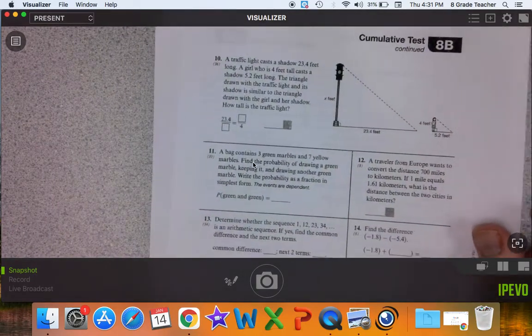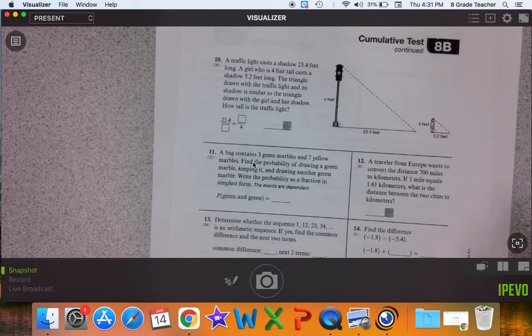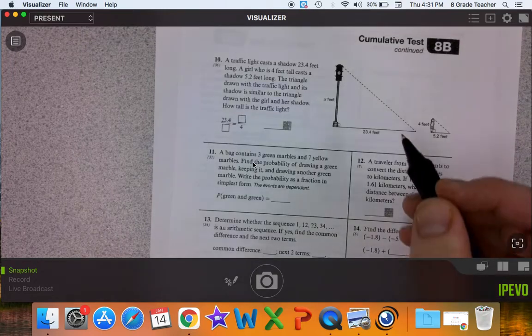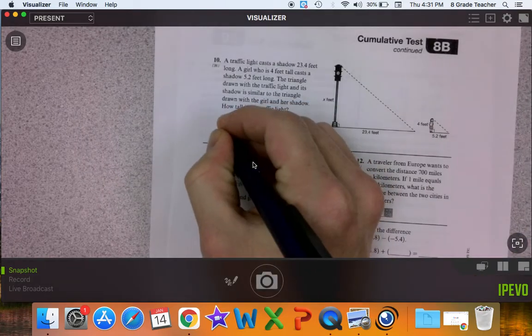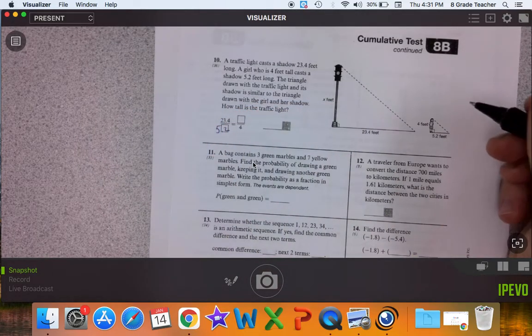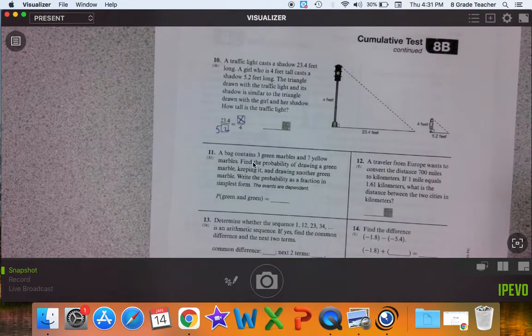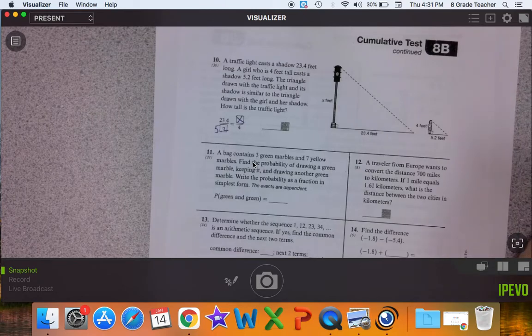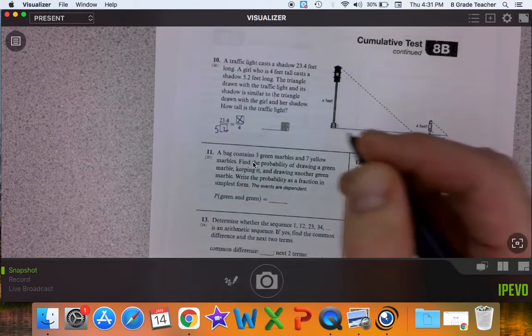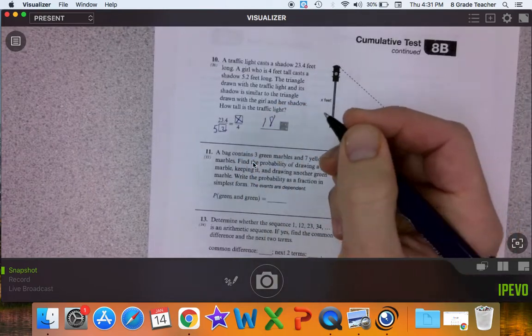On the back side, number 10, a traffic light casts a shadow 23.4 feet long. A girl who is 4 feet tall casts a shadow 5.2 feet long. The triangle drawn with the traffic light and the shadow is similar to the triangle drawn with the girl and her shadow. How tall is the traffic light? So we have known information. We've got unknown information. We've got to solve for that unknown. We're comparing 23.4 to 5.2. We're comparing 4 feet tall to x feet tall. In order to do that, you would cross multiply and divide. In this case, number 10 is going to be 18 feet.